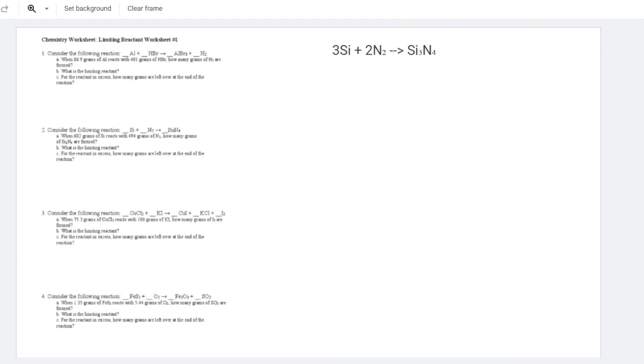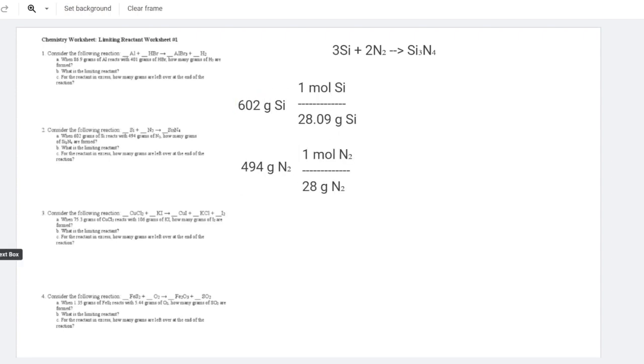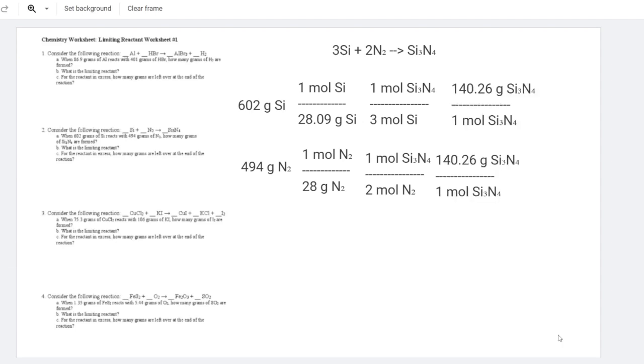Now that the equation is balanced, let's look at the problem. When 602 grams of silicon reacts with 494 grams of nitrogen gas, how many grams of silicon nitride are formed? So first, let's convert to moles. Now that we've converted to moles, let's use our molar ratio between the reactants and the products. Now that we've used our molar ratio, let's finally convert to grams. Now, we can simply plug this into our calculator to find the answer.